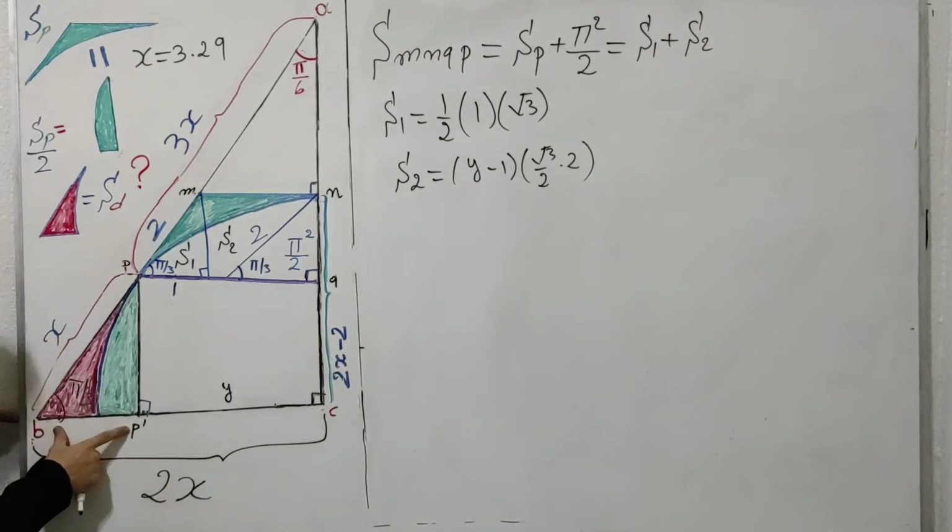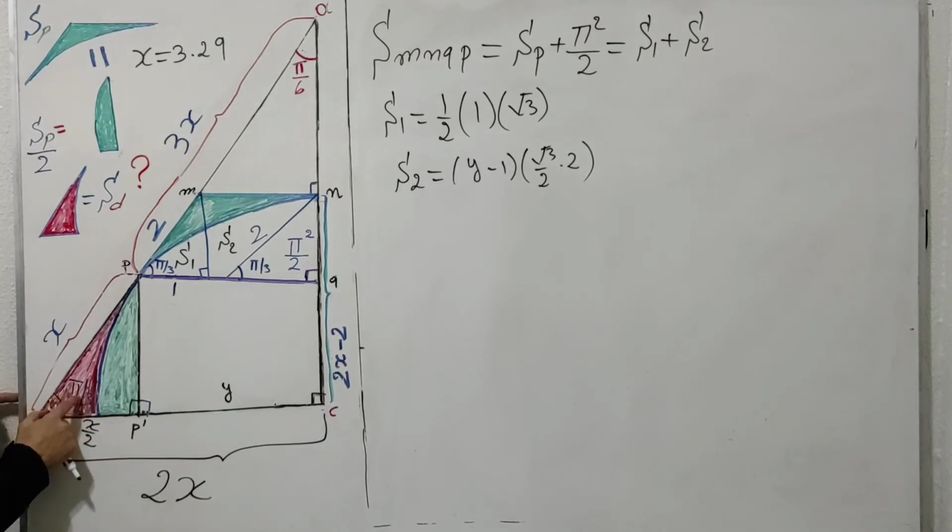This distance is the side length of this triangle, equal to x over 2, because this distance equals cosine pi over 3 multiplied by x. Cosine pi over 3 is half. Half multiplied by x is x over 2. Okay, that means y equals 2x minus x over 2.